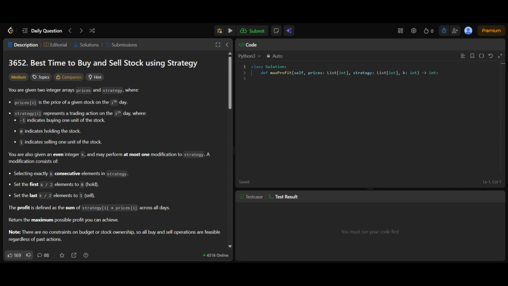This means you can buy or sell freely, regardless of what happened on previous days. This problem combines prefix sums, sliding window techniques, and optimization. Let's walk through an example next to see how this works in practice.